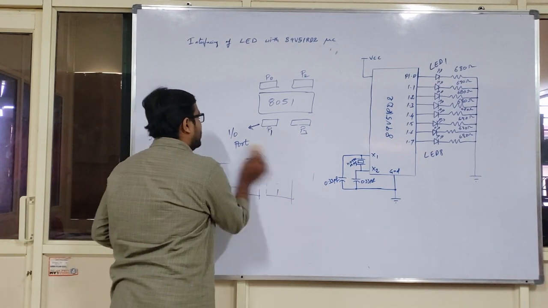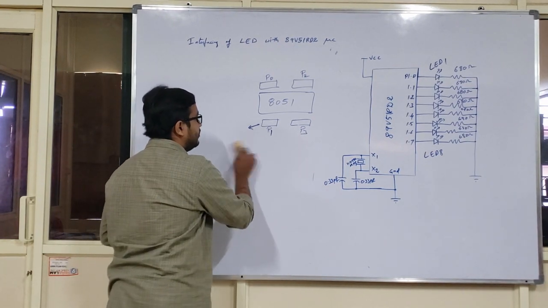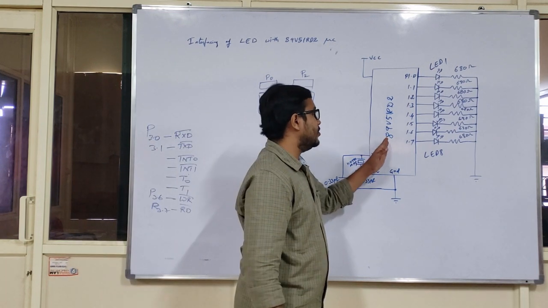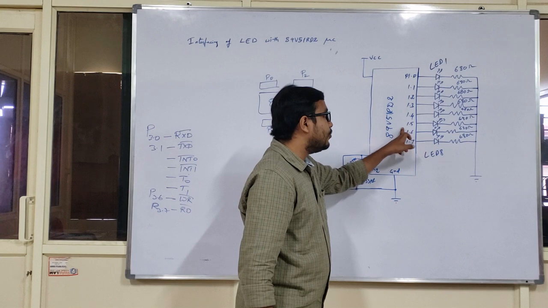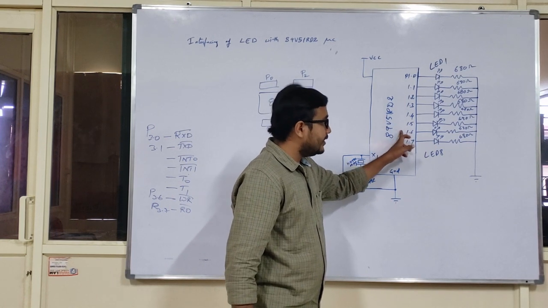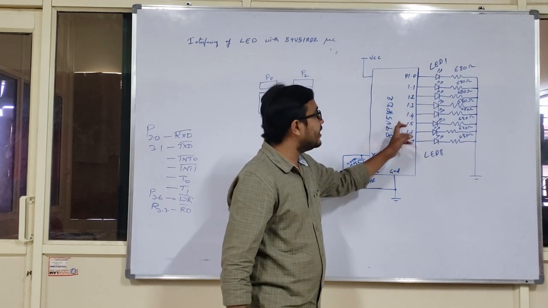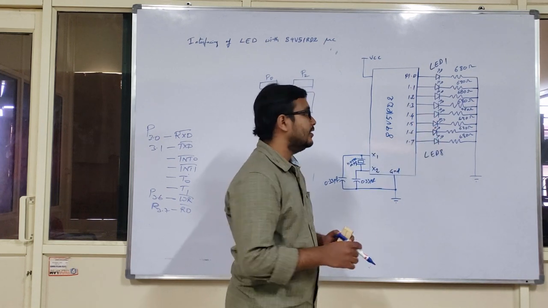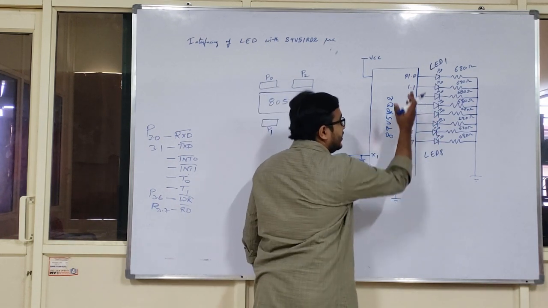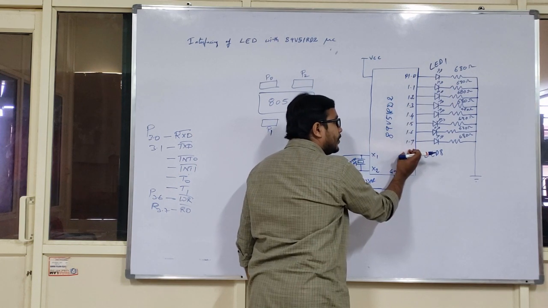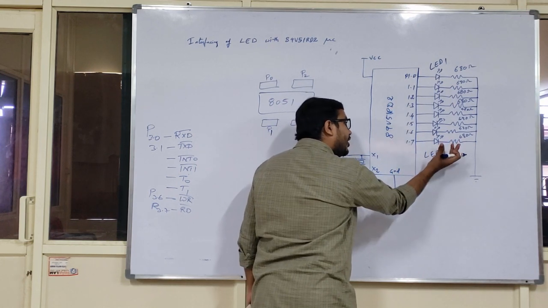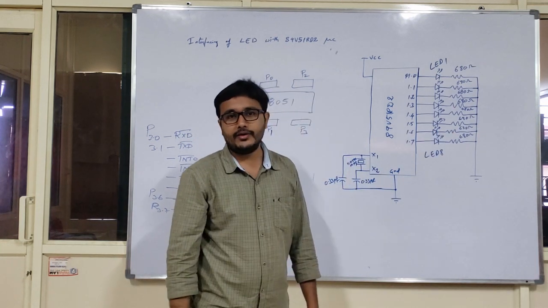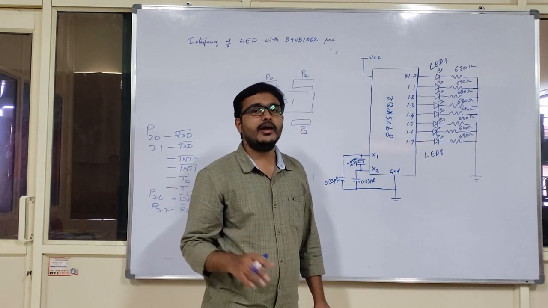Now, according to the experiment, here I have used 8051 port 1. This port 1 is already inbuilt or internally connected with the LEDs which are present in your Oasis kit. That means the port 1 of your microcontroller is hardware connected with the corresponding LEDs that are present in the kit. Internally they are connected.